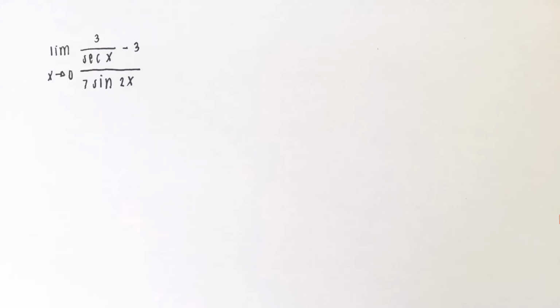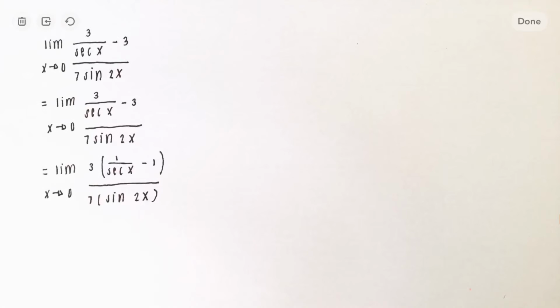As another example, here we have the limit of 3 over secant x minus 3 all over 7 sine 2x as x approaches 0. The first step is to factor out the common factors. For the numerator, we factor out 3, which leaves us with 1 over secant x minus 1, and for the denominator, we factor out 7, which leaves us with sine 2x.